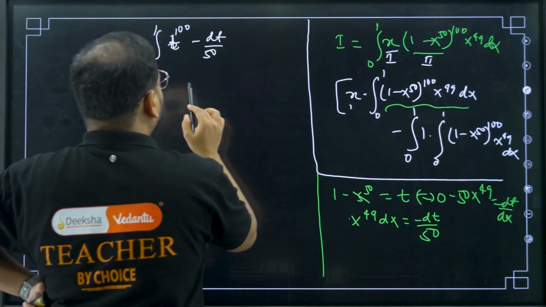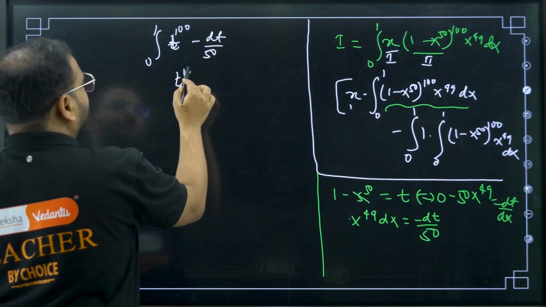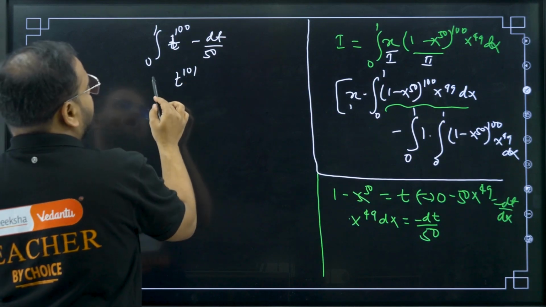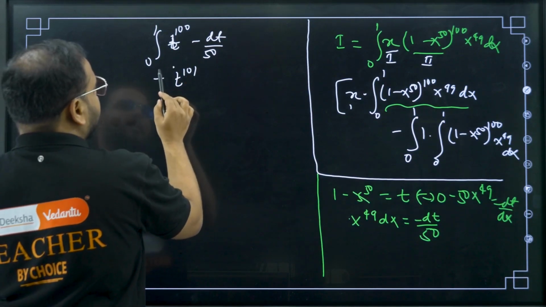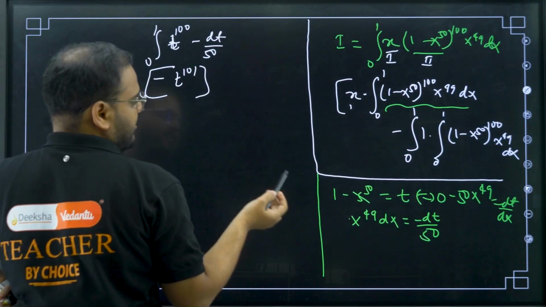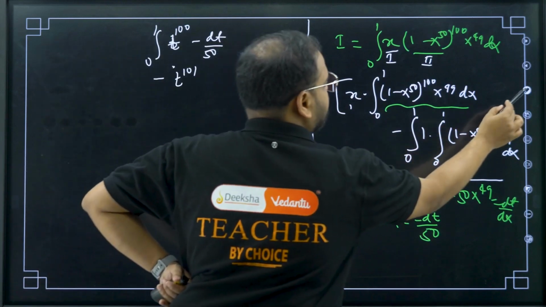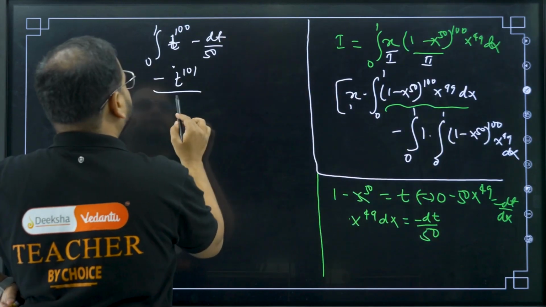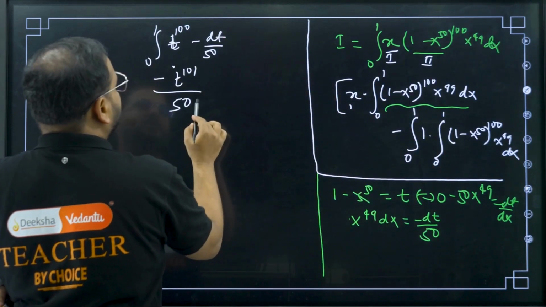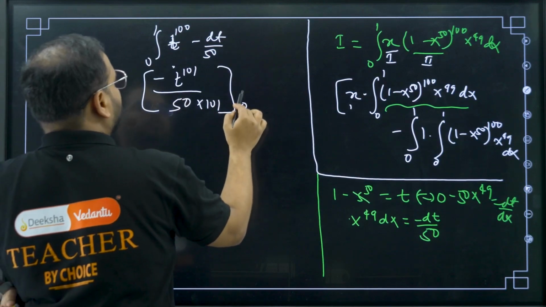How much is this going to be, please tell me. This is going to be, sir, simply t power 101, my sign will be there outside, okay, and this whole thing by 50 is there, forgive me, this whole thing by 50 is there, okay, by 50 into 101 in the limit 0 to 1.